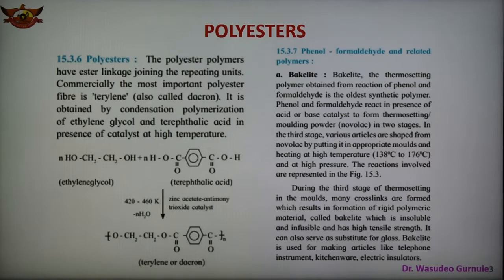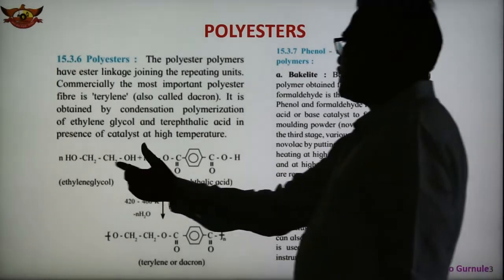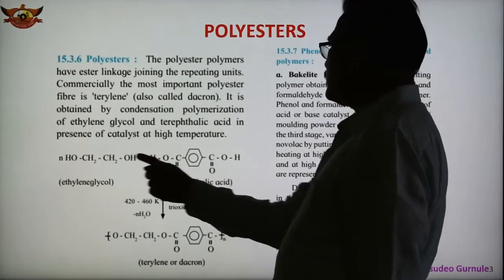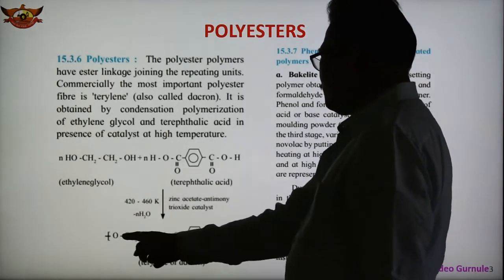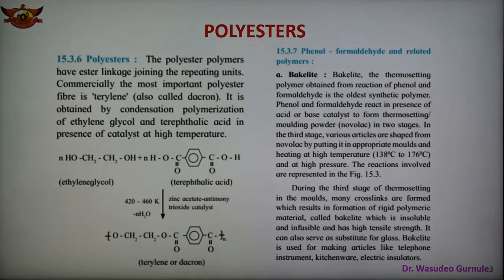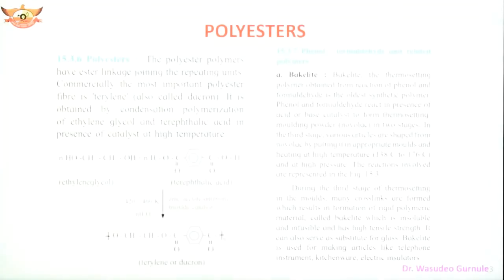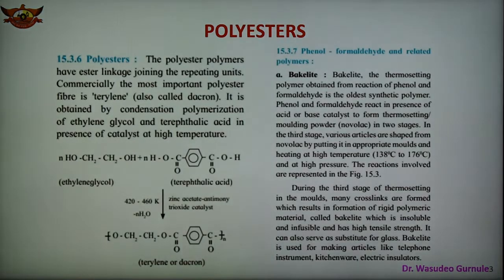So this is the polymerization reaction, and in this polymerization two monomers are there: one is terephthalic acid and the second is ethylene glycol. In the presence of a catalyst and at high temperature polymerization takes place, and we get terylene or Dacron as a polymer. So this polymer has important applications, and also some important characteristics. The characteristics of this polymer are shown here.